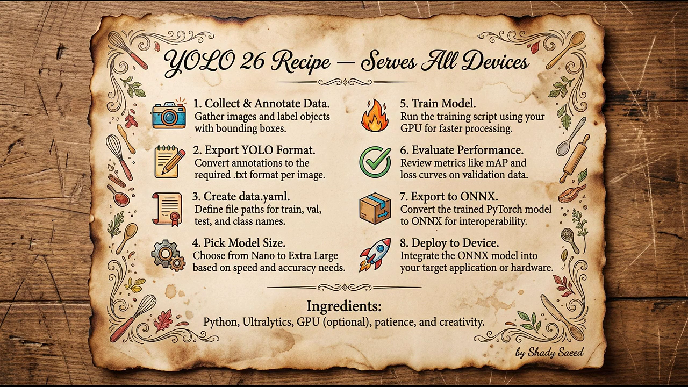Here is a practical recipe. Step 1. Collect and annotate data. Use Roboflow, CVAT, or Label Studio. Step 2. Export in YOLO format, one TXT file per image with class and normalized coordinates. Step 3. Create a data YAML file pointing to train/val paths and class names. Step 4. Pick a model size based on your hardware, YOLO26n for edge, YOLO26l for GPU. Step 5. Train with model.train(data=data.yaml, epochs=100). Step 6. Evaluate with model.val(). Step 7. Export with model.export(format=onnx). Step 8. Deploy.